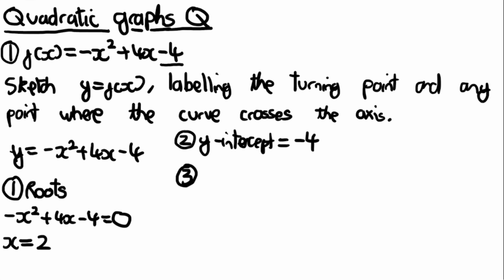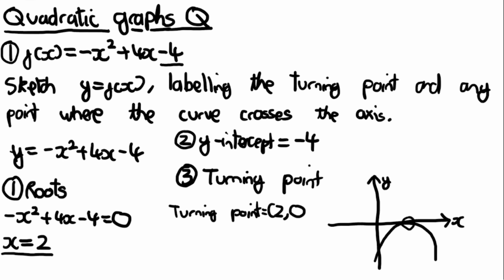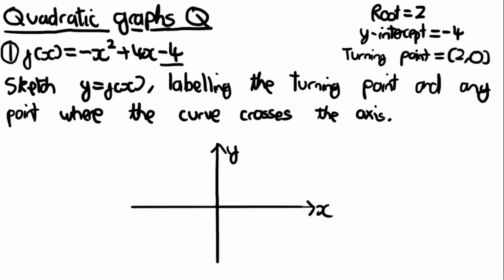The third point that you need to find is the turning point, and this is a bit interesting because you notice that we only have one root, or equal roots if you like. If you actually draw the graph of a quadratic that only has one root, you will find that the turning point is actually the point at the root. So we can say that the turning point is the root, which is going to be 2, 0. So now we have everything that we need in order to sketch it.